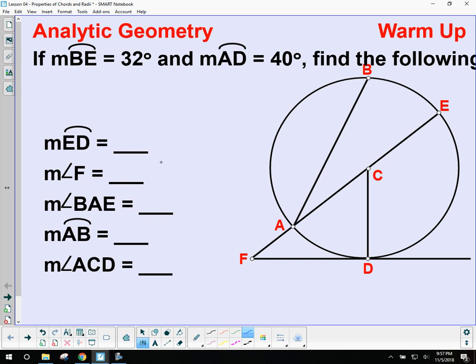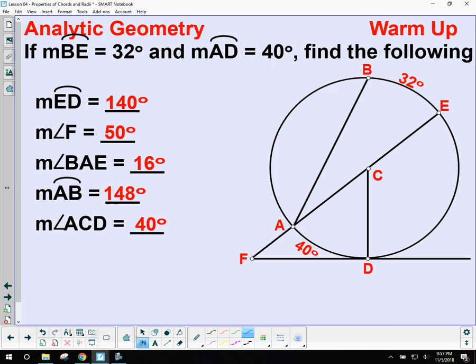Alright, we're back. Let me check. I think I may already have the answers for you. Boom. Okay? Remember, you know how to do these. You've got to work around, and make sure you plug stuff in. I said arc AD is 40, BE is 32, and then from there, work your way around solving for it.